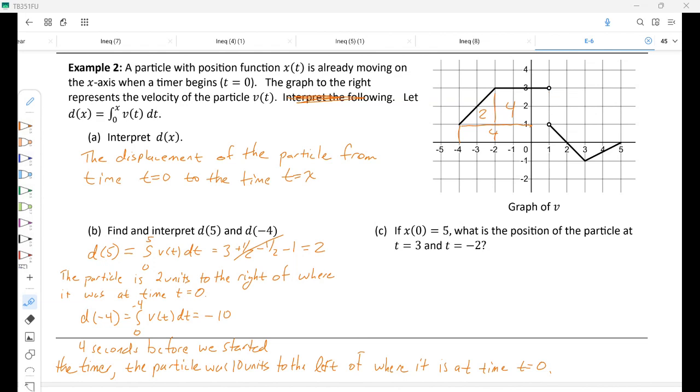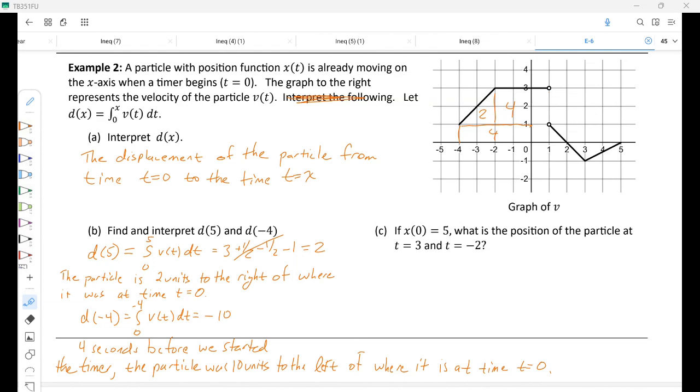This is a -10 telling us that the particle was 10 units to the left of where it was at time 0 when it started to move 4 seconds before the timer went off. And that's all taken care of with the integral. You don't have to think about forwards and backwards. It was 10 units to the left of where it was at time equals 0, when it started at time -4. A lot of little details there, right? I kind of got lost in my head on that when I was explaining.